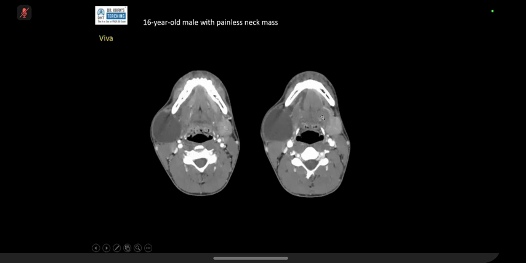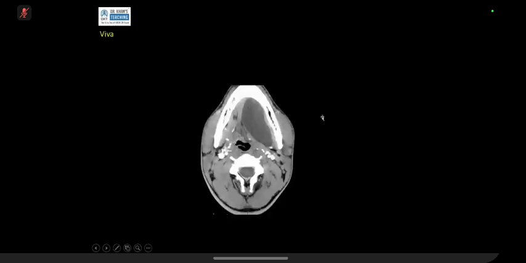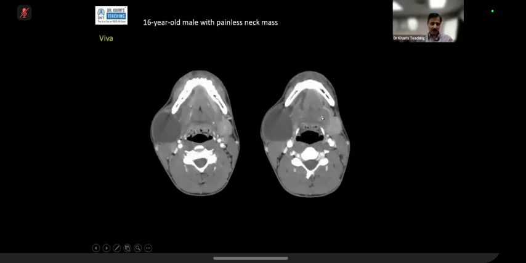Sorry, your first case. What was the first case which you just did? This one. Yeah, that was a ranula. So that is the hint. That is a retention cyst as well, of a submandibular gland. I haven't seen it before.